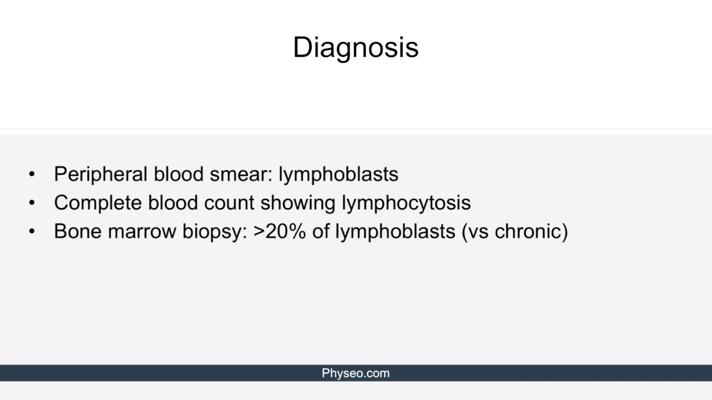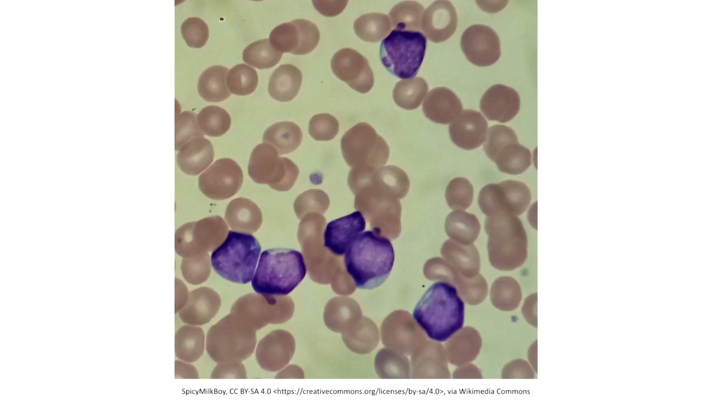Starting slide 9. A diagnosis should be made with the peripheral blood smear, which will show lymphoblasts. We also get a CBC, which will show a lymphocytosis. And finally, a bone marrow biopsy can be obtained, which will show greater than 20% of lymphoblasts. This is in contrast to chronic lymphocytic leukemia, which is characterized by lymphoblasts occupying less than 20% of the marrow space. Starting slide 10. Here's an image of a peripheral blood smear showing immature lymphoblasts.